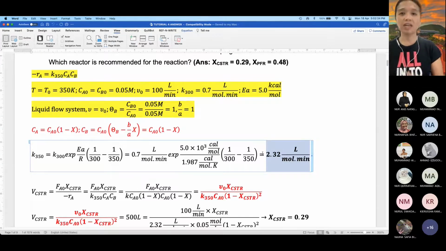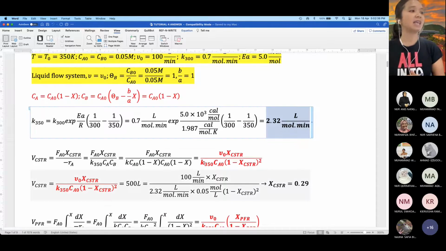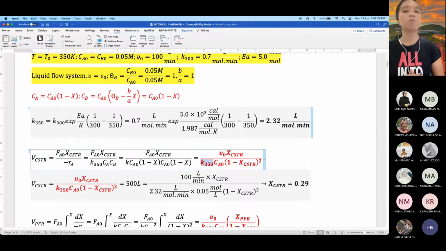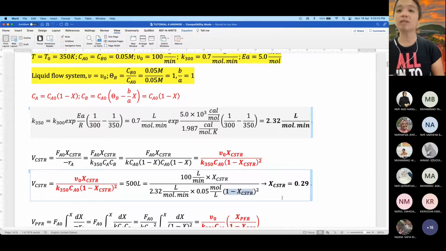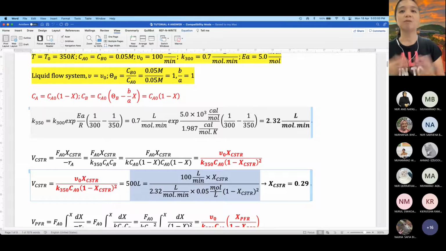So when you have calculated this, you can replace the K at 350 with 2.32. CA0 is given as 0.05, so you can just replace 0.05. And then in the bracket, the 1 minus X CSTR is still there because X CSTR is what we want to find. Now you can see from the equation, very simple mathematics: to solve an equation there must be only one unknown. In this question you see just one unknown, X CSTR.